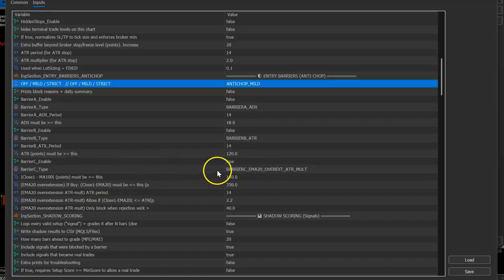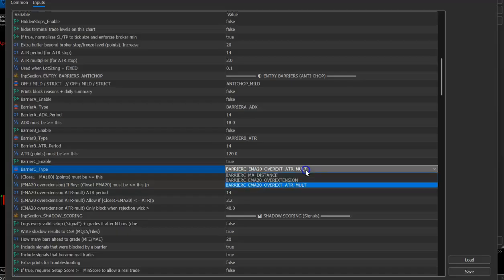Barrier C is mean reversion, so you don't want to be caught in a huge spike down in gold that reverts quickly back up to the mean, which is the moving average. We calculate that either from an overextension from the 20 EMA or an ATR multiplier from the 20 EMA.